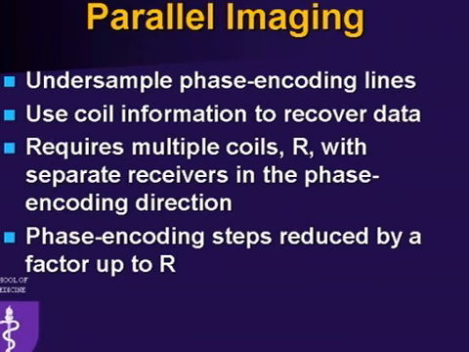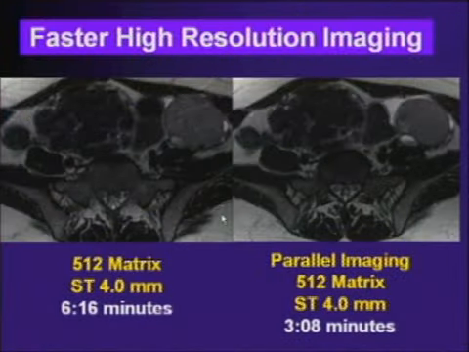This enables us to reduce our number of phase encoding steps, which means that we can shorten our scan time or use that extra time to improve our spatial resolution. And parallel imaging becomes very useful and even more easily performed at higher fields because we have higher signal to noise.